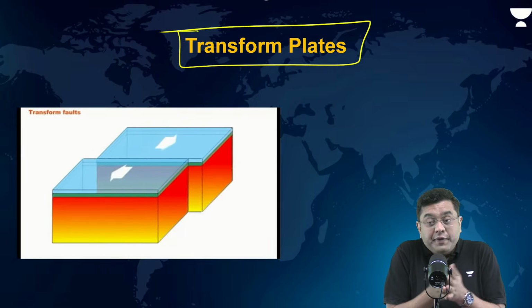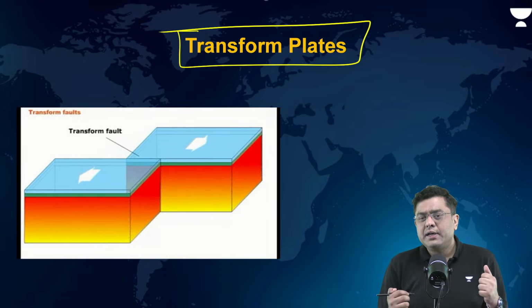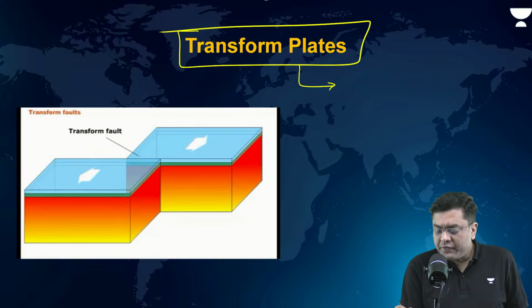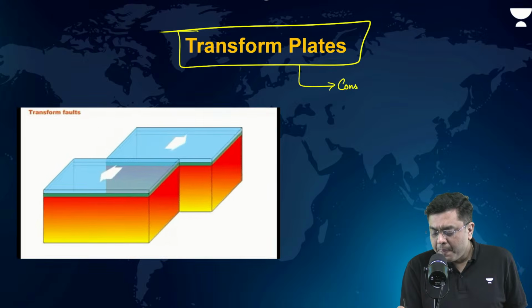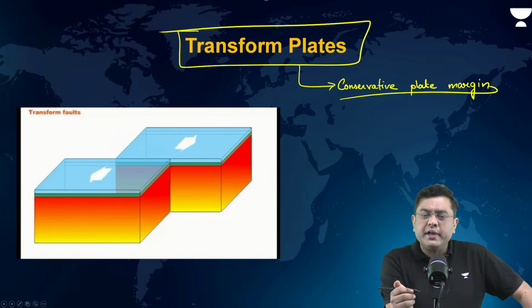When they don't move away from each other, what does it mean? No creation of crust. Crust remains as it is. That is why this is also known as a conservative plate margin. Okay, plate margin. But this movement isn't going to be smooth, isn't it, guys?